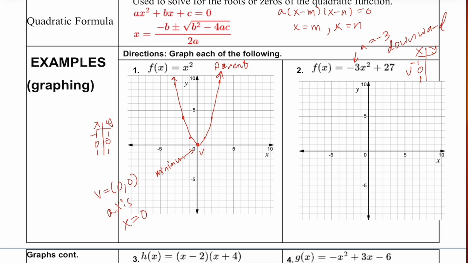If you plug in 0, you get 27. We are going to have to alter our graph paper a little bit. We'll mess that up in a minute. If you plug in +1 and -1, you should get the same value. If I plug in +1, I get 24. If I plug in -1, I get 24.